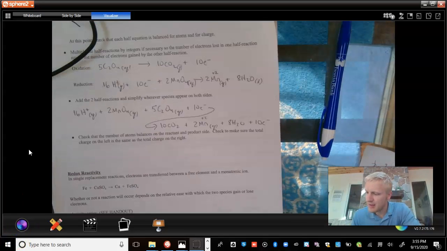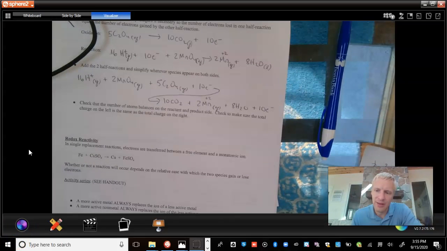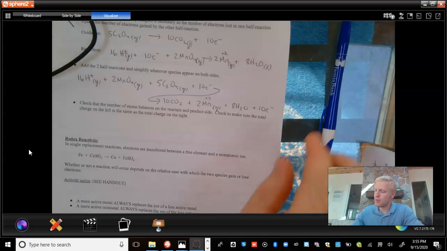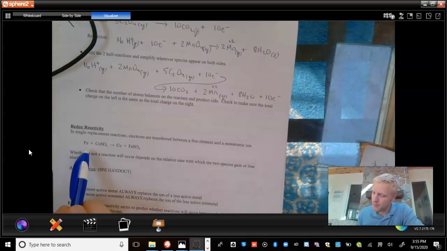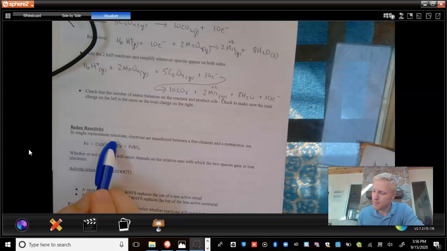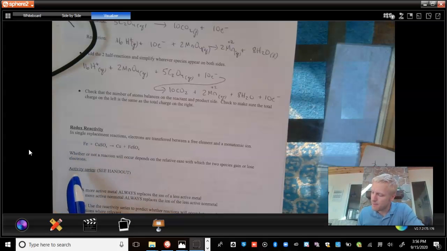Alright, moving on to the last part. You may be familiar with this in your sophomore level chemistry class. Looking at reactivity of elements, single replacement reactions might ring a bell. It says single replacement reactions right there. Electrons are transferred between a free element and a monatomic ion.